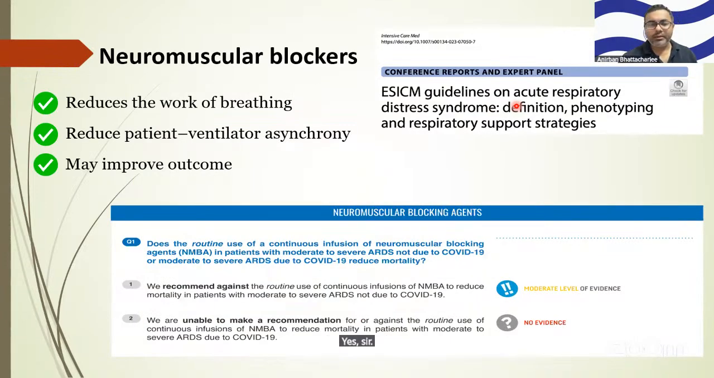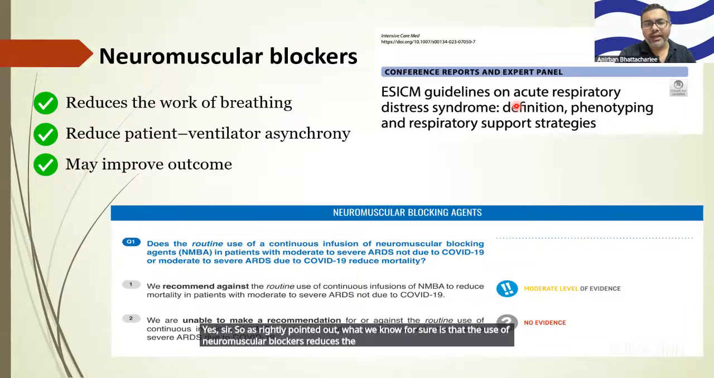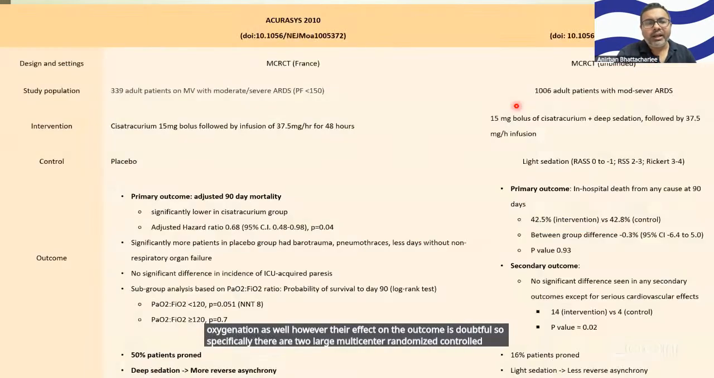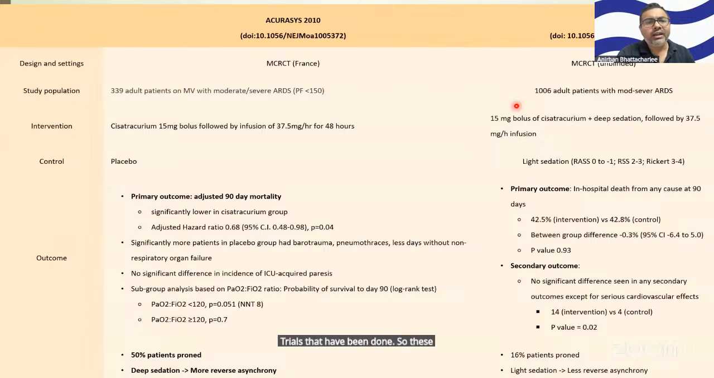So as rightly pointed out, what we know for sure is that the use of neuromuscular blockers reduces the asynchrony and probably increases oxygenation as well. However, their effect on the outcome is doubtful. Specifically, there are two large multicenter randomized controlled trials that have been done. These are the ACURASYS trial and the ROSE trial.